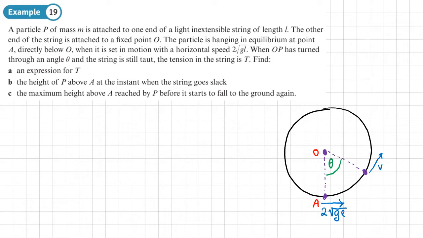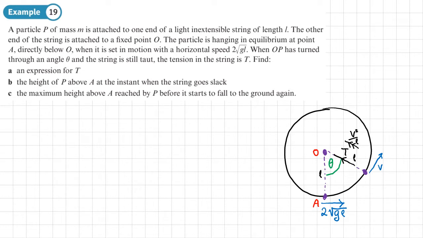We're going to be using F equals ma. So we're going to have tension pointing towards the center. We're also going to have the acceleration pointing towards the center. Now in this case, because we've been given a linear speed, that acceleration is going to be v squared over r, and r is the length of the string, the radius of the circular motion, which is L. So we'll just mark that on here and here.